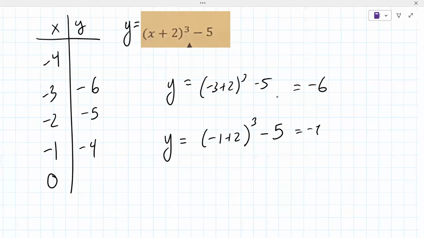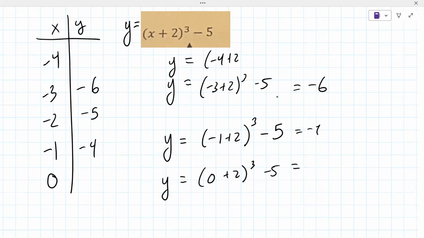You'll have to talk to your instructor to find out how many points you need to graph. 5 is kind of a standard. Like I said, couldn't say for sure. But I'd like you to try these last 2 points. Go ahead and work those out for me and let me know what you come up with. And I'll be right back with you.